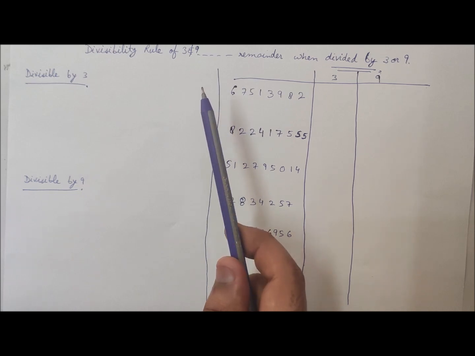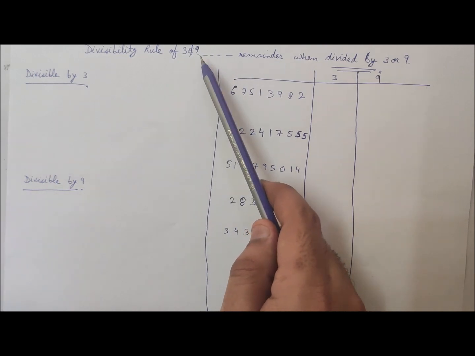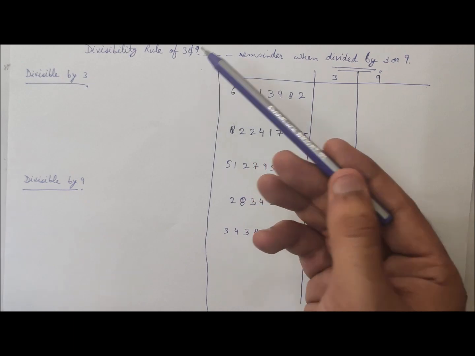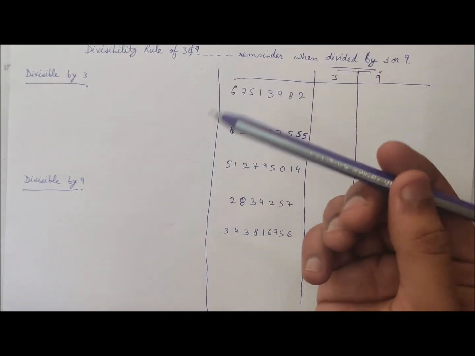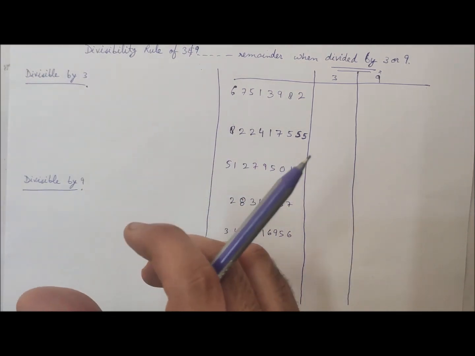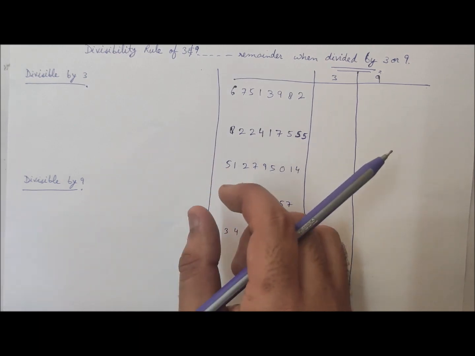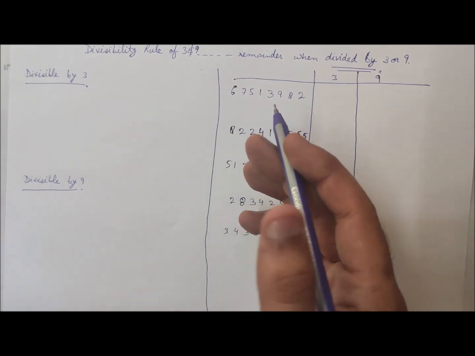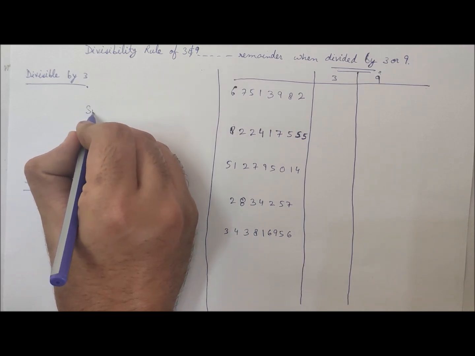Just keep in mind that these rules are only applicable for 3 and 9 and not powers of 3. For the divisibility rule of 3 and 9, or in other words the remainder when divided by 3 or 9, what we need to do is sum the digits, and that sum of the digits is then divided by 3 or 9, and it is checked whether it is divisible or not. You must know that already, so I'll just write it quickly.